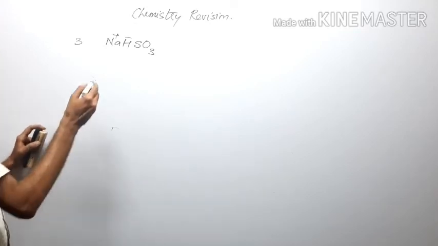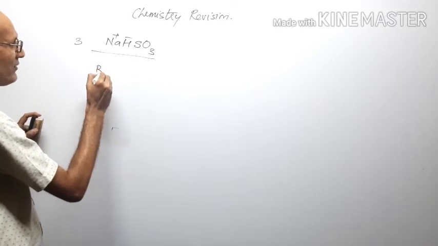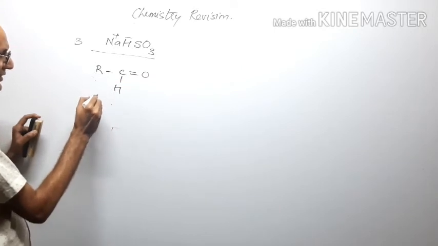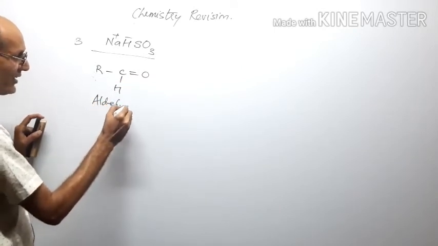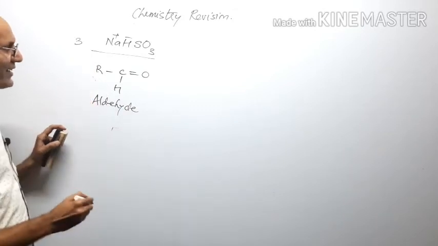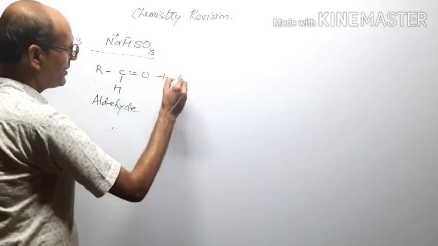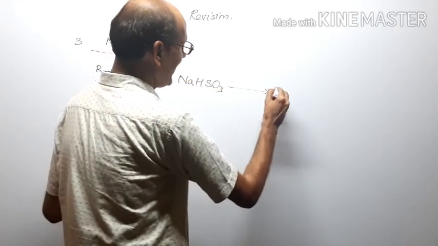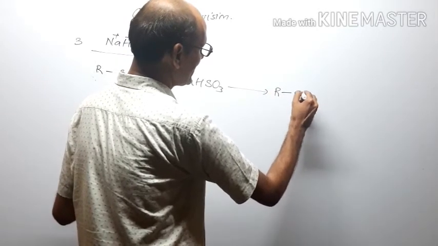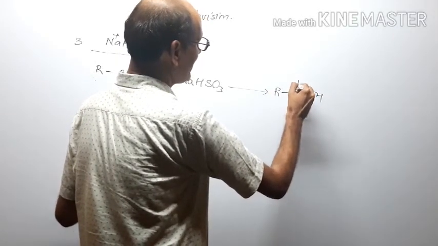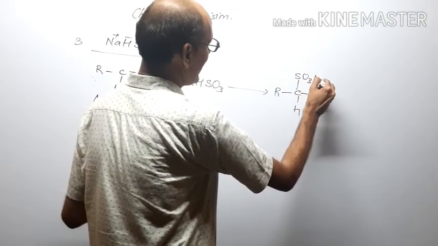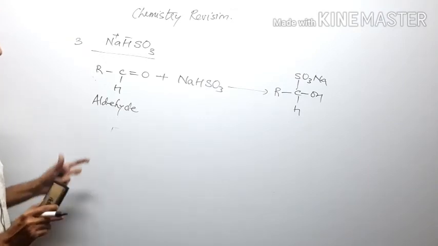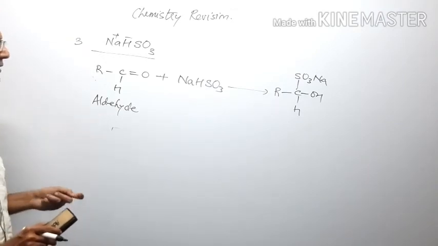So when we write the reaction, R single bond C, single bond H, double bond O. What is this, student? This is an aldehyde. We can take formaldehyde, acetaldehyde, benzaldehyde or any other aldehyde. On reaction with NaHSO3, you will get R single bond C, single bond H, single bond OH, and single bond SO3Na. You will get it like this. So, dear students, similarly, we can write the reaction for the ketone.